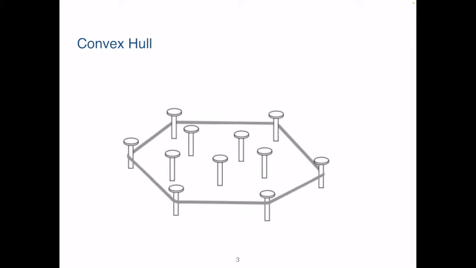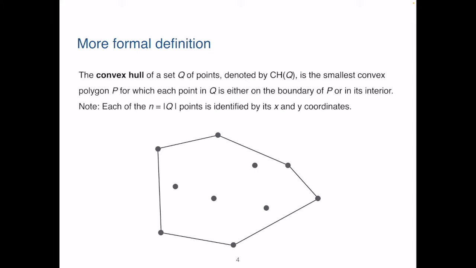We can also visualize what the ConvexHull looks like by a thought experiment. Imagine that the points are nails sticking out of the plane. We can take an elastic rubber band, stretch it around the nails, and then just let it go. It will snap around the nails and assume a shape that minimizes its length. The area enclosed by this rubber band is called the ConvexHull of this set of nails or points. A more formal definition of ConvexHull is this. We denote the ConvexHull of a set Q of points as CH of Q. Each node in Q is identified by its X and Y coordinates.